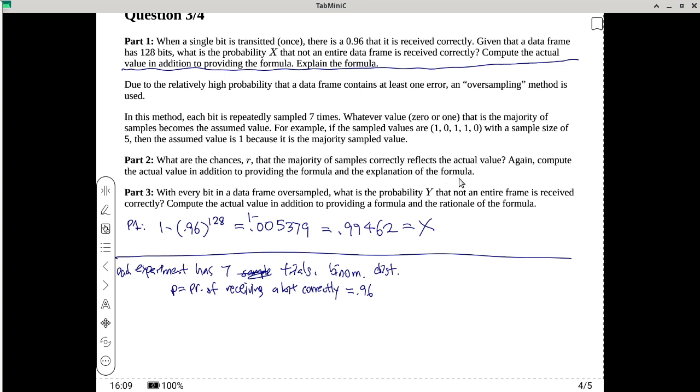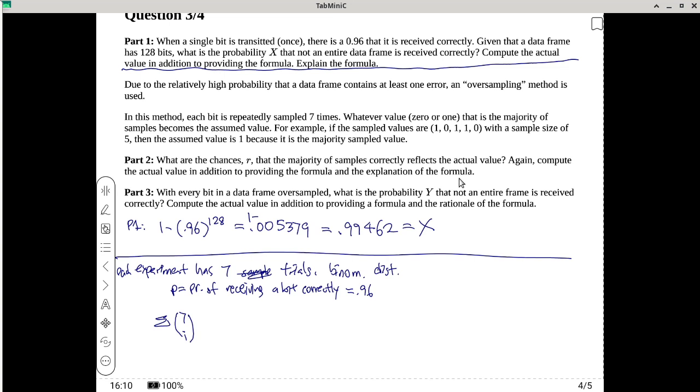Well, we want to look at all the cases where the correct bit is the majority. What do we mean by majority? Since we have seven samples, that means four, five, six, and seven samples received correctly, and we have to sum up all of those probabilities. So we are going to use a sigma, unless you want to write out everything by hand. Each term says: out of seven trials, we need i of them to receive bits correctly.